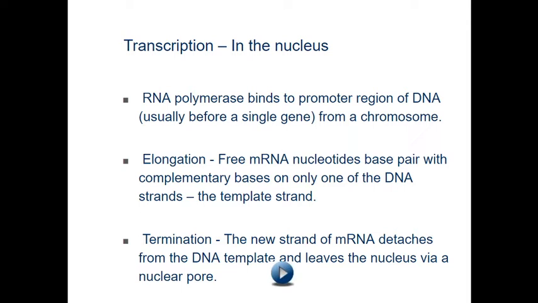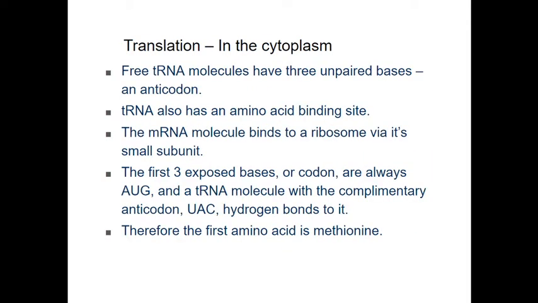These three steps are really important for us to have that mRNA, the messenger RNA, in order to produce the amino acids in the next step of translation. Translation occurs in the cytoplasm of the cell once that mRNA has left the nuclear pore and entered the cytoplasm. This is where we have free transfer RNA molecules that have the unpaired bases, which are the anticodon, that attach to the codon or the triplet of the mRNA molecule.